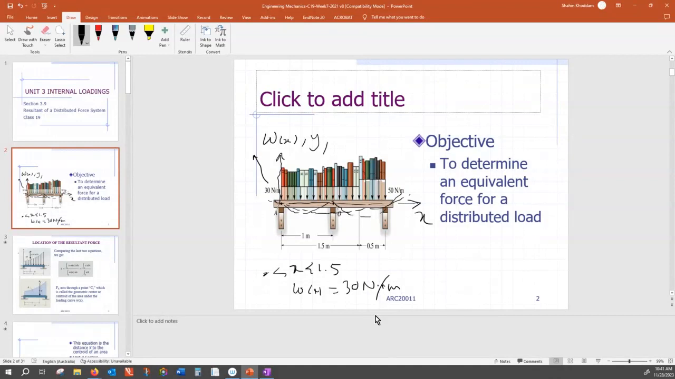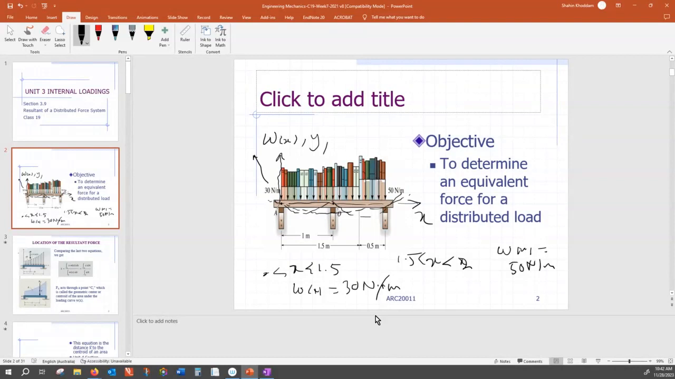If that was a line, you could have expressed it as the equation of a line. If that was a distributed load like a quadratic, you would have described it as a function of x. But here, it's not a function of x. It's uniform. The same is between x equal to 1.5 to x equal to 2. That is W of x is equal to 50 Newton per meter.